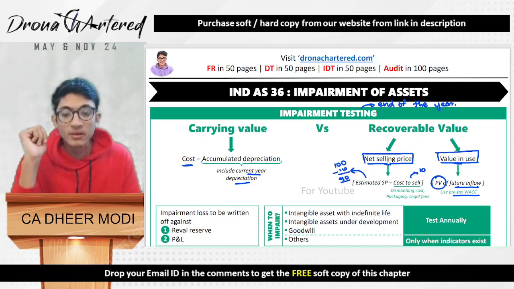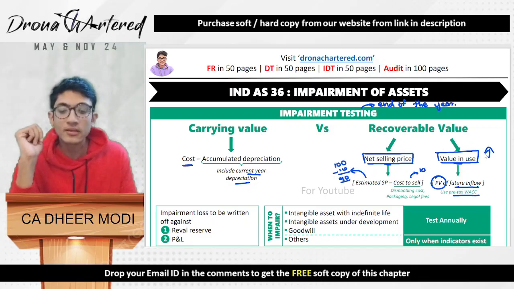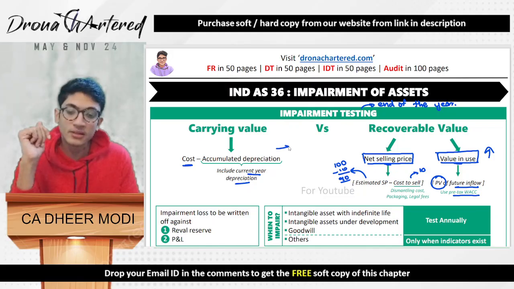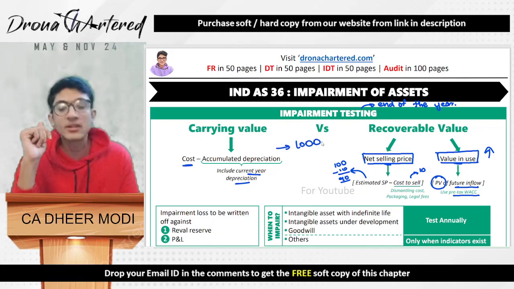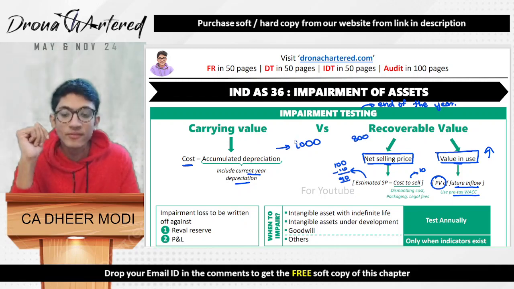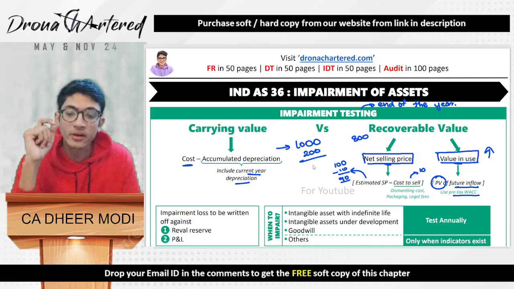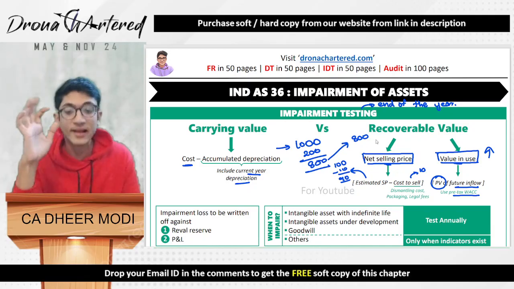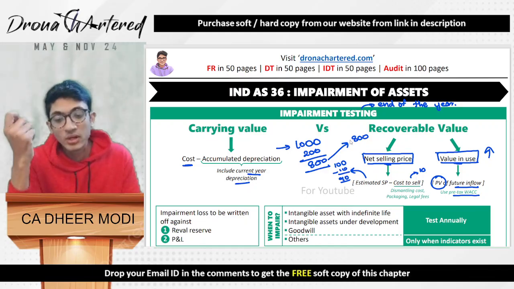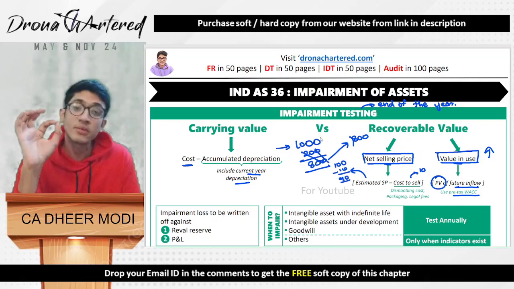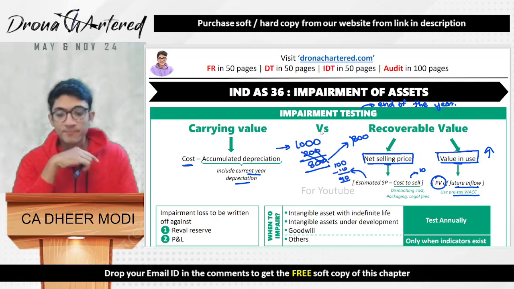So recoverable value, net selling price or value in use, whichever is higher, you compare it with carrying value. If your recoverable value is less than your carrying value, say for example your carrying value is 1000 rupees and your recoverable value comes to say rupees 800, you will have to give an impairment of rupees 200, so that this becomes equal to your recoverable value. However, if your recoverable value came to 1800, in such a case no effect will be given and it will be shown at 1000 in your books.